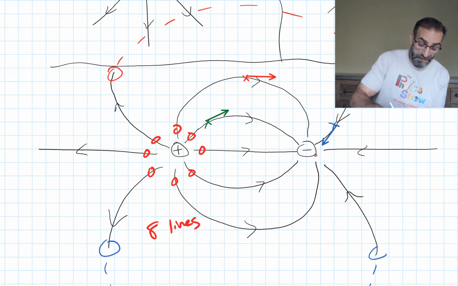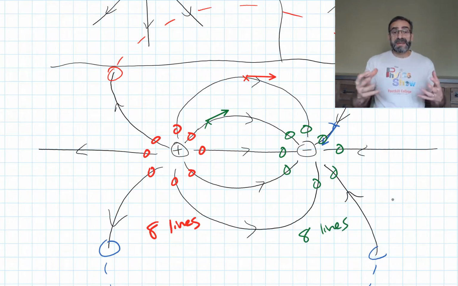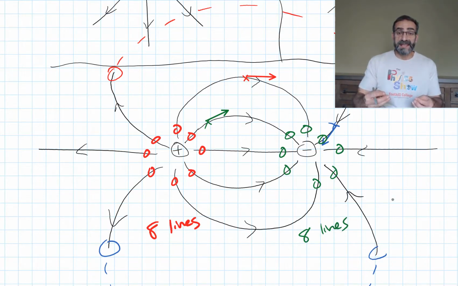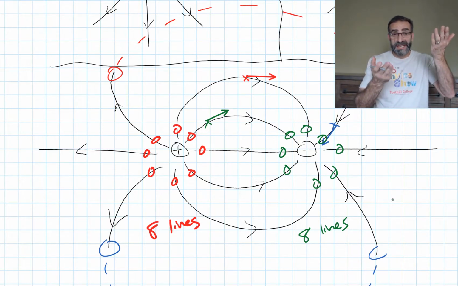So let's take a look at our negative. Our negative has 1, 2, 3, 4, 5, 6, 7, 8 lines going into it. So those two, because they have the same number of electric field lines associated with them, their charge has to be the same, whatever it is. Maybe it's 5 microcoulombs, maybe it's 5 coulombs, maybe it's 100 coulombs, I don't know, but they have to be the same. If one of those charges had 4 lines and the other one had 8, the one with 8 would have to have twice as much charge as the one with 4.